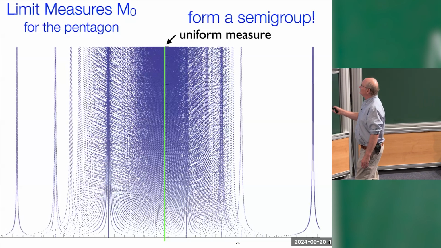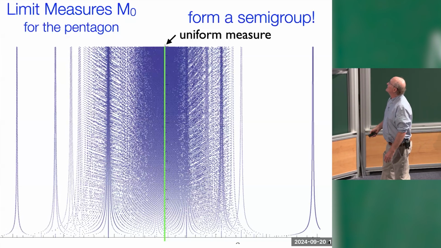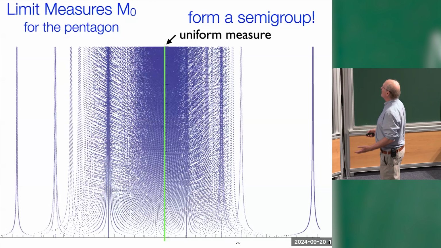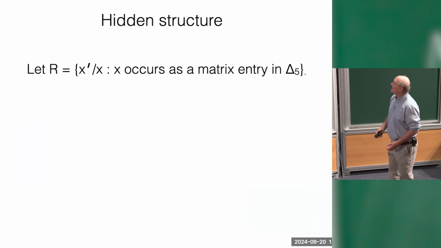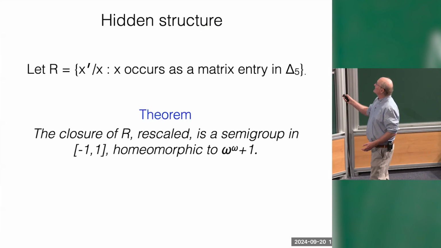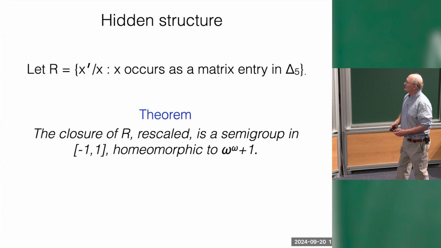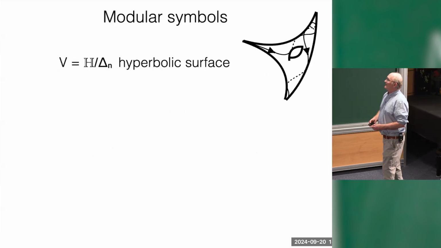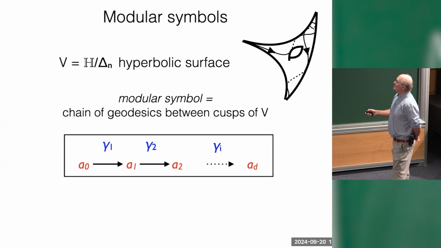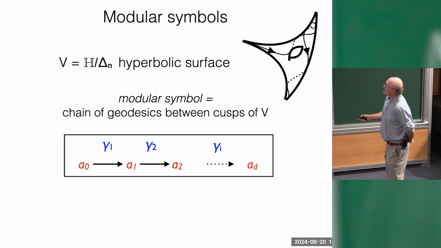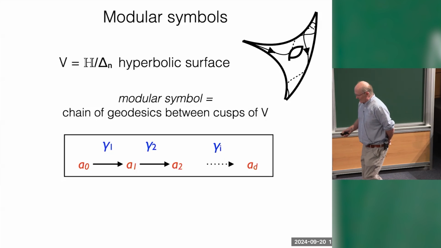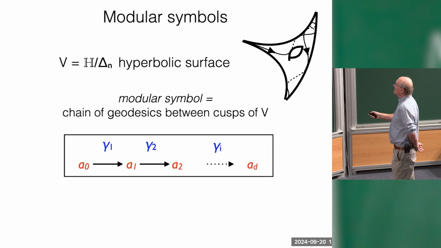And remarkably, this set of measures has a natural semigroup structure, which is not at all obvious from the description I just gave of it. And this also sheds information on the matrix entries in this group, delta 5, which I said were very elusive. And this structure comes from a theory of modular symbols. So let me just say what this theory is, because it's very simple and it goes back already to Birch and others.